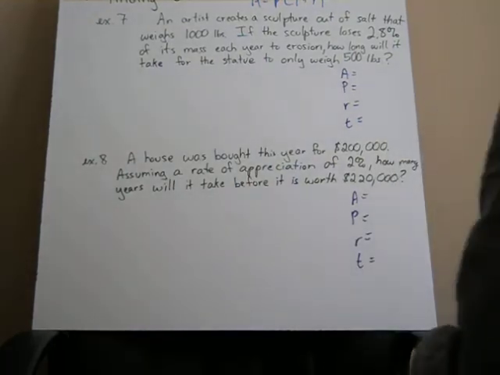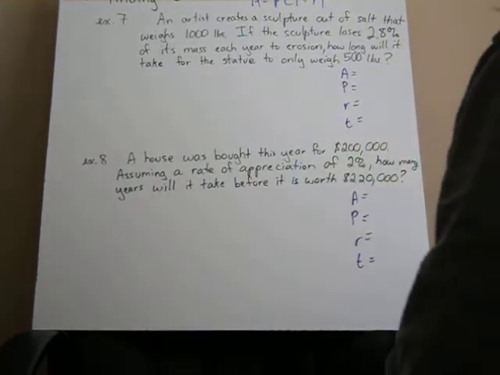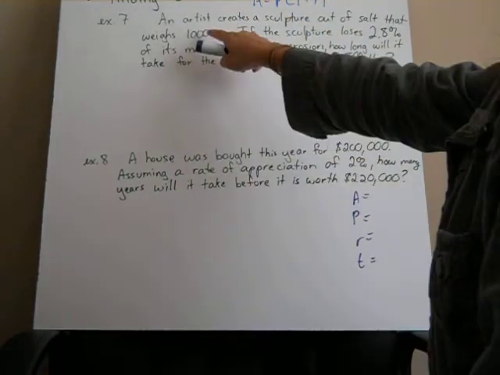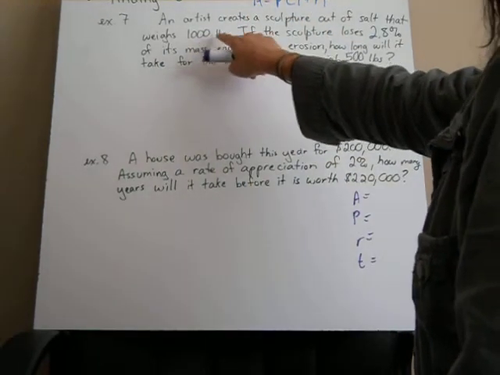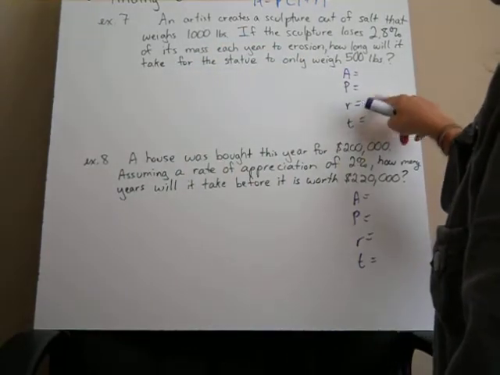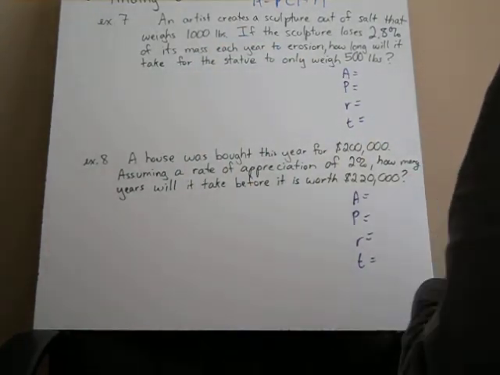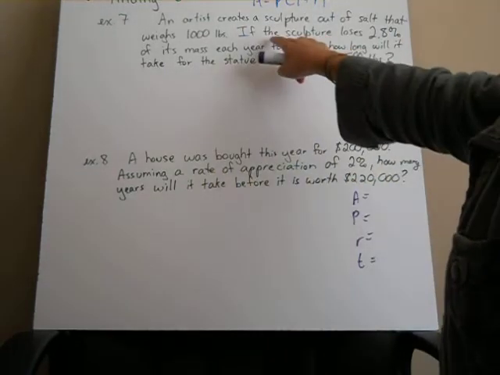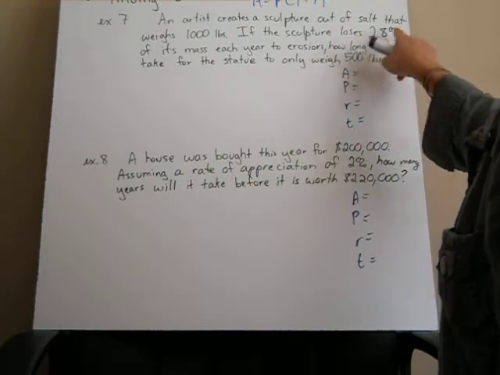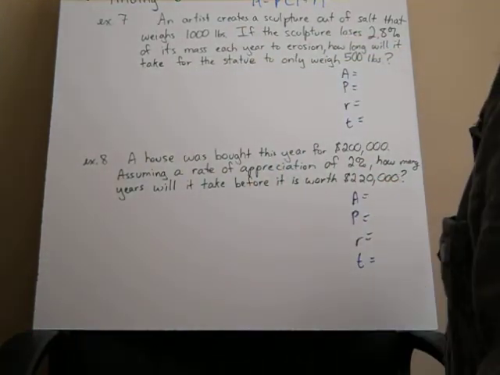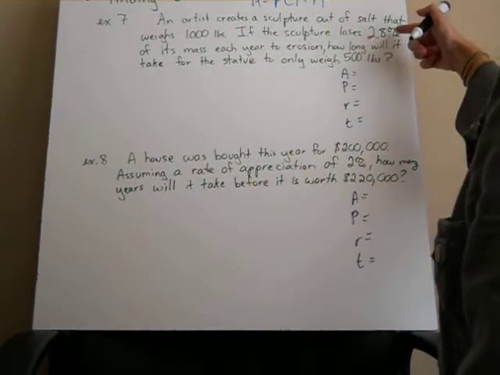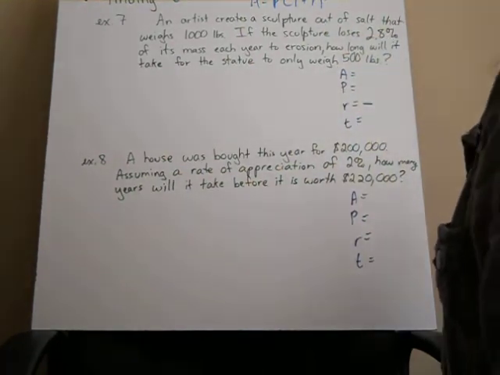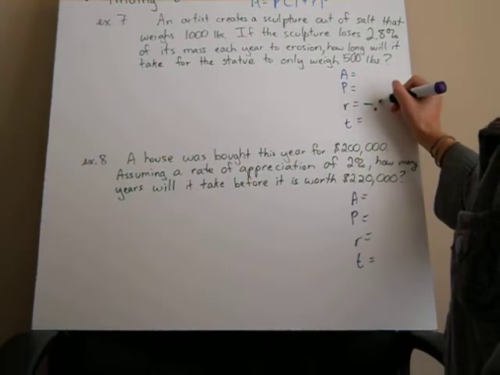Okay, so first you want to identify what's what. Reading this, an artist creates a sculpture out of salt that weighs 1,000 pounds. Now we know 1,000 pounds is either going to be A or P, but we need to read a little further to see if that's what we're starting out with or if that's what we're ending up with. So it says if the sculpture loses 2.8% of its mass each year due to erosion, alright, so that means we have a decay of 2.8%. If you divide that by 100, you'll get 0.028.